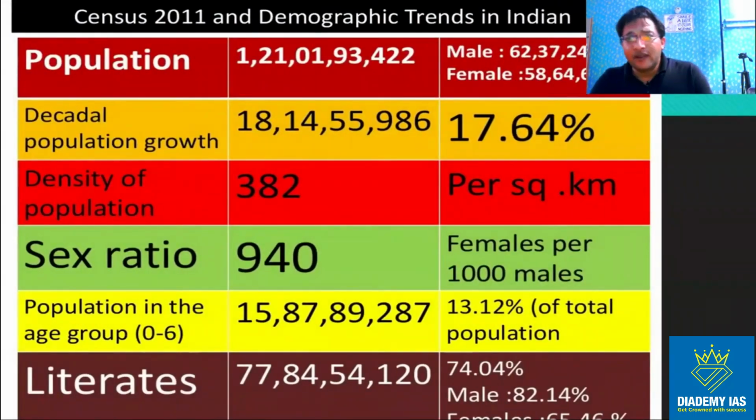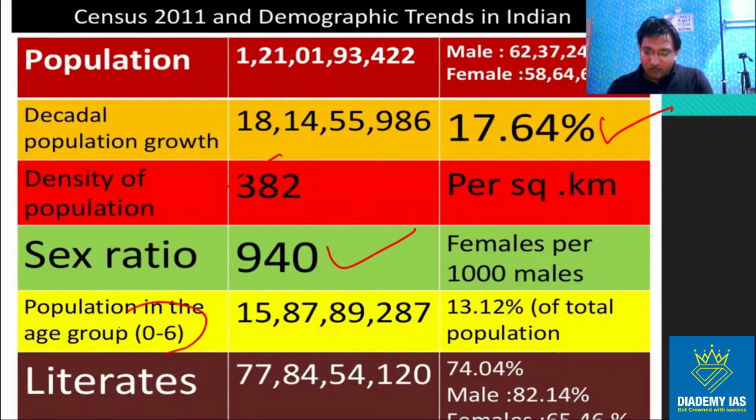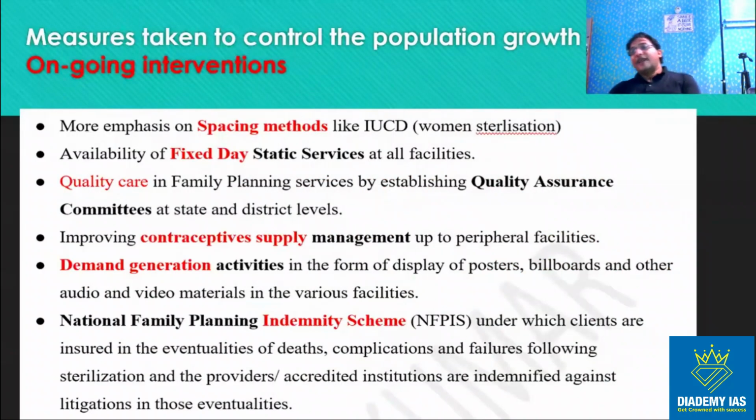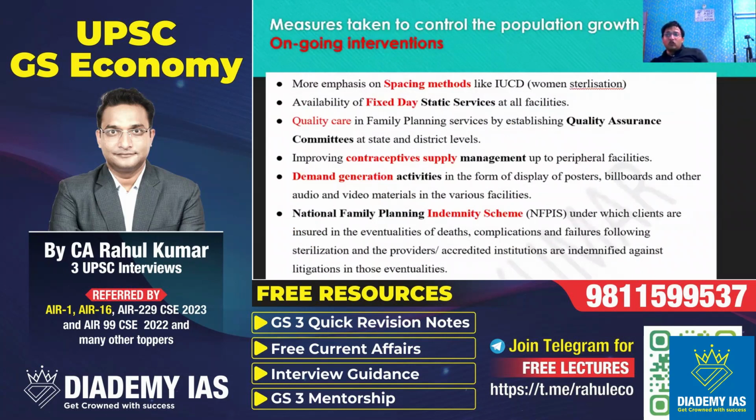These are important statistics of the 2011 census. This data needs to be updated. But still, you can see a decadal growth rate of 17.64%, population density of 382, sex ratio 940, and population in the age group of 0 to 6 is 13.12%. Literacy is more for the male and less for the female. Total is 74%. Now, ongoing measures for the control of population.